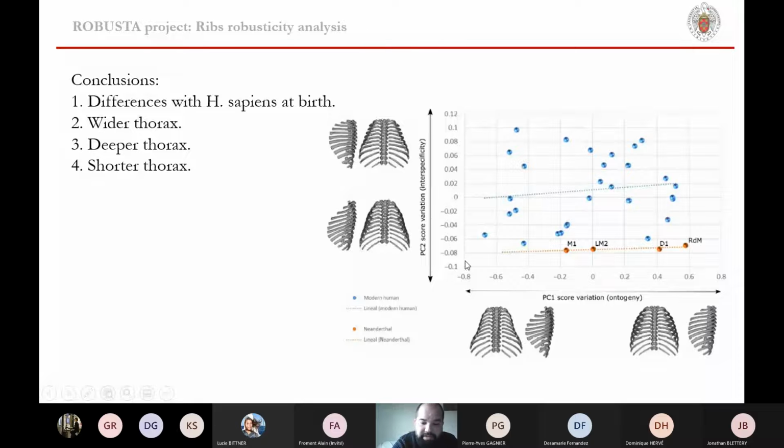Neanderthals are located more to the negative scores of PC2 in this case, and this is caused by an expansion of the lower ribcage and a deeper ribcage. So our conclusion from this study was that there were differences between Homo sapiens and Neanderthals at birth, at least in the ribcage, probably also in other parts such as the face, the skull, the nasal aperture, but this work is specifically on the thorax, because the thorax of Neanderthal newborns was wider, deeper, and shorter compared to modern humans.